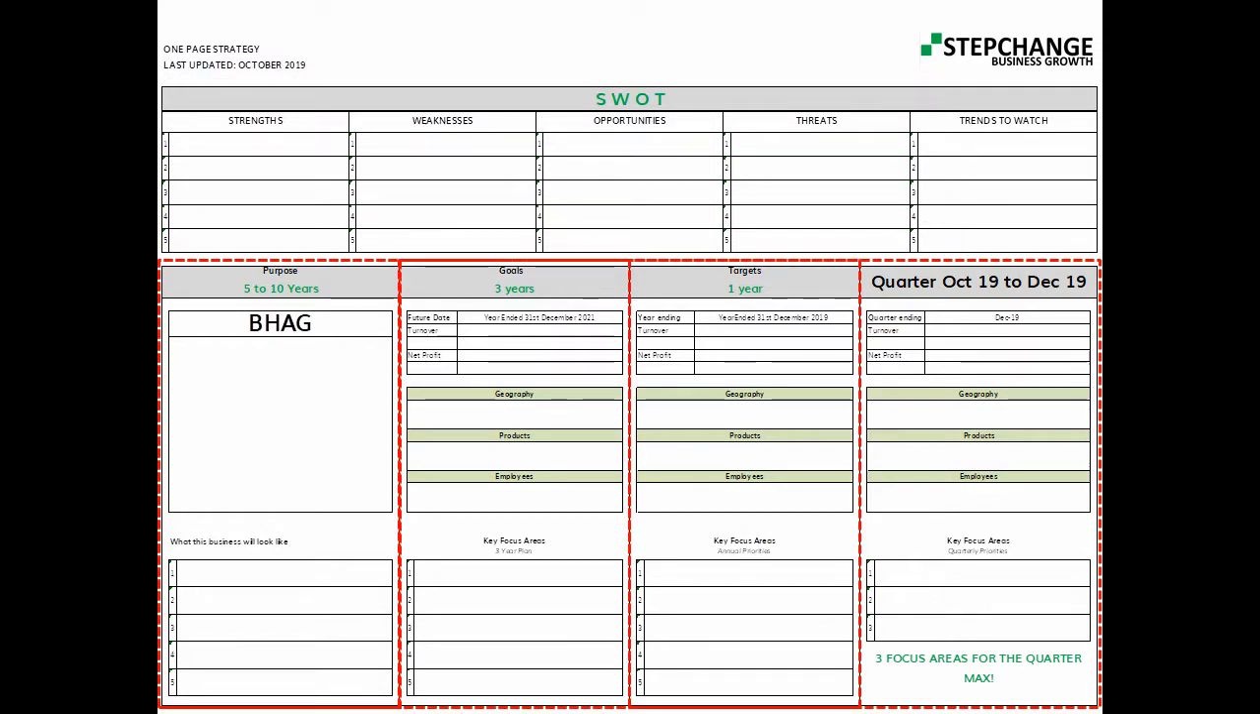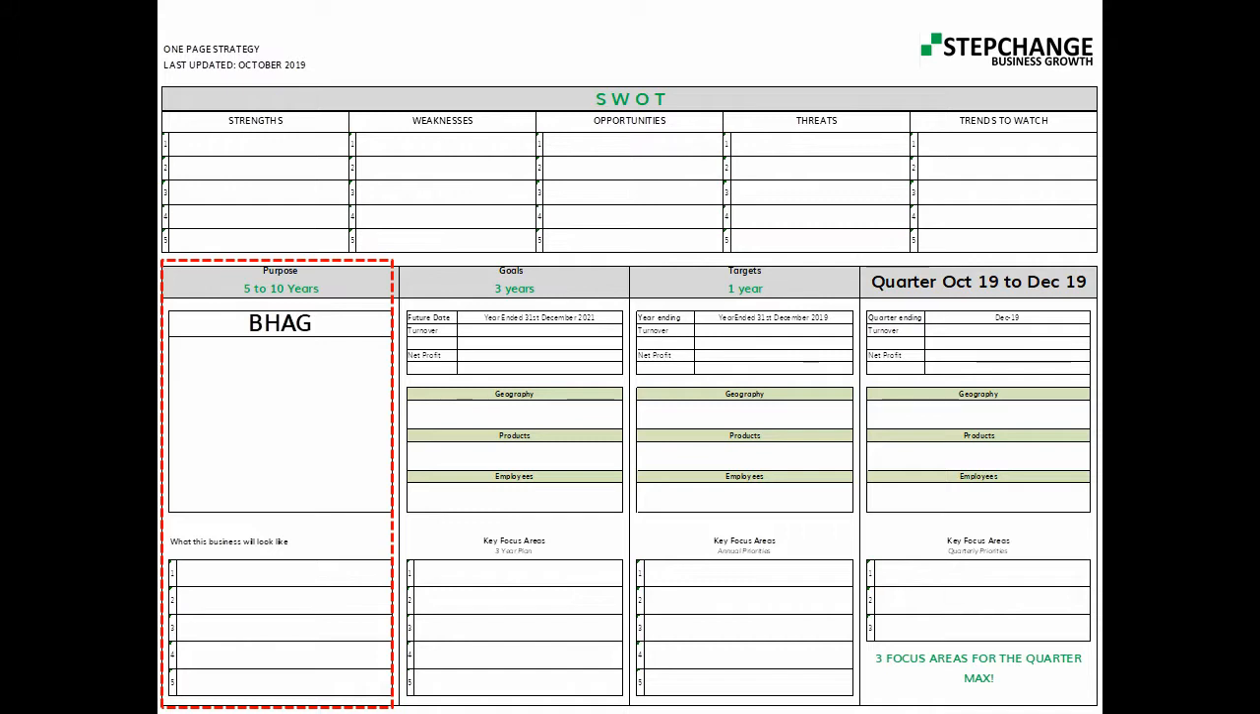Moving to the bottom section, you can see it consists of timescales, 4 timescales to be precise. The first column is the purpose of the business, what you want to achieve in 5 to 10 years, your BHAG, big, hairy, audacious goal. What do you want the business to look like? This needs to be a single sentence which describes where the business will be. It needs to be really difficult, but not impossible.